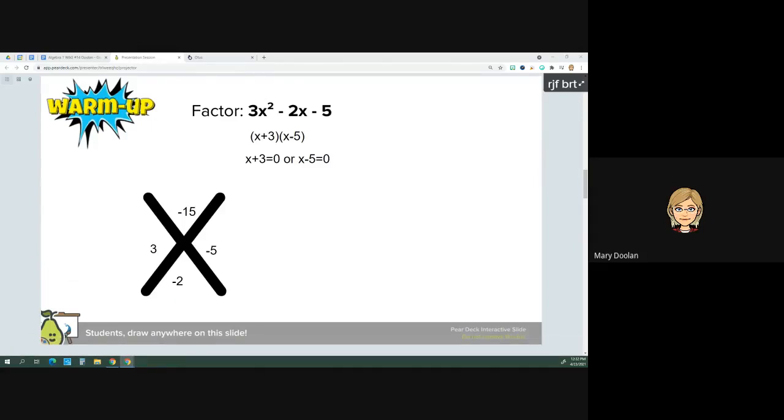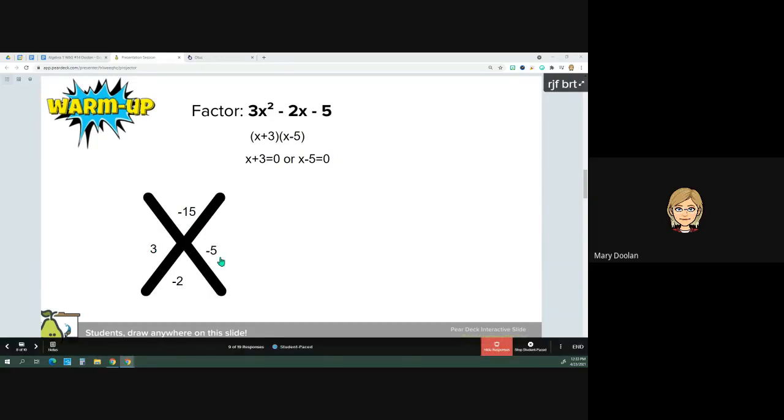Okay, and whatever numbers we're going to come up with, they need to multiply and give us -15. And then at the bottom of this X, we have -2, so we want them to add and give us -2.